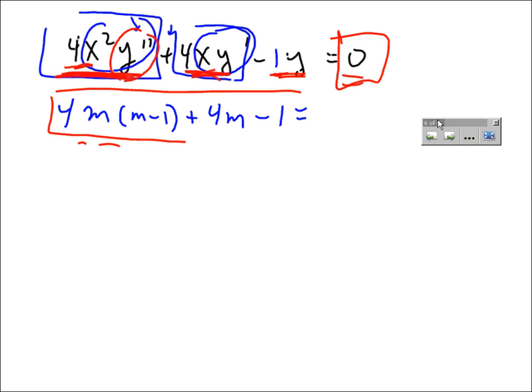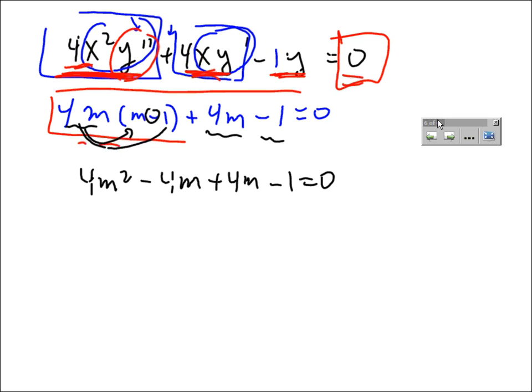Okay, so we want to know when this equals 0. So you have 4m times m, that's 4m squared, minus 4m times 1 is easy, it's minus 4m, plus 4m, take away 1. If you take away 4m and then you add the 4m back, the 2 is 0. Cancel that. So you just have 4m squared minus 1 is 0.